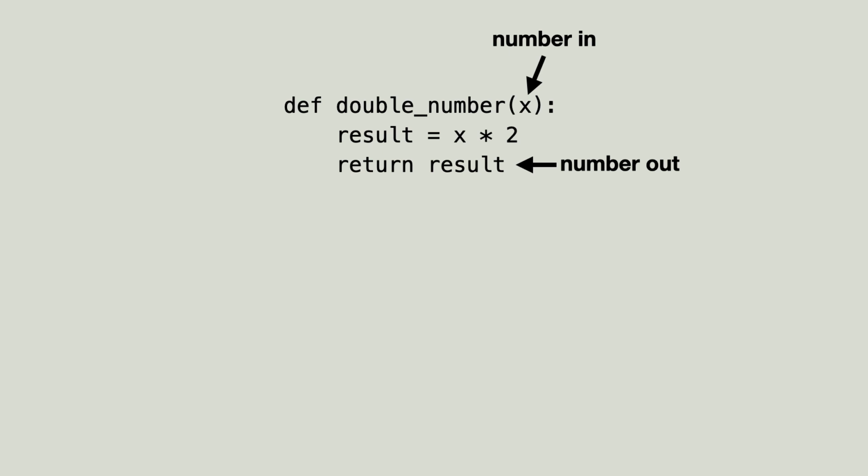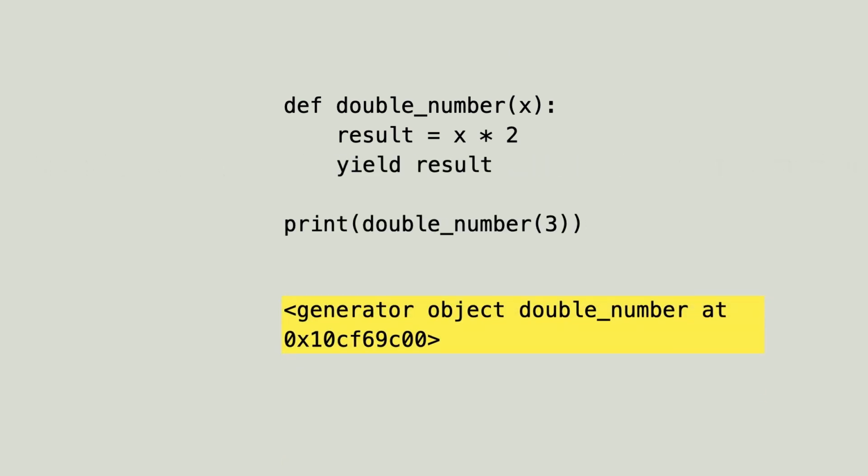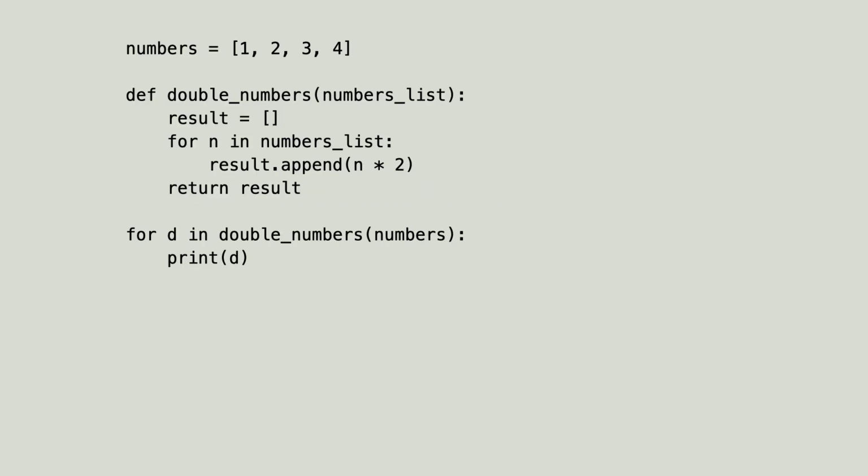Now, what happens when I replace return with yield? The result is now a generator. Perhaps you have already seen this explanation. Yield turns a function into a generator. But what does that mean? To explain, let me start by creating another function.